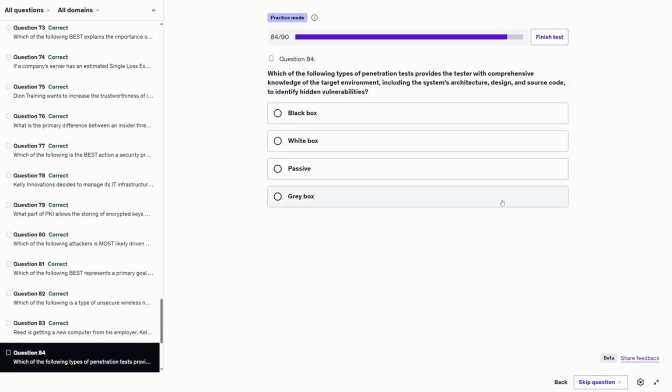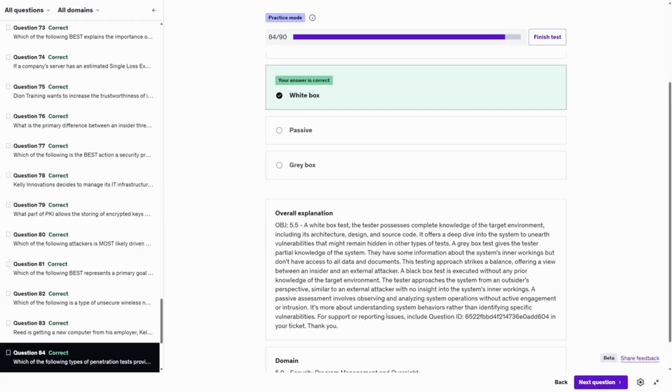Which of the following types of penetration tests provides the tester with comprehensive knowledge of the target environment, including the system's architecture, design, and source code, to identify hidden vulnerabilities? The answer here is white box. In a white box test, the tester possesses complete knowledge of the target environment, including its architecture, design, and source code. It offers a deep dive into the system to unearth vulnerabilities that might remain hidden in other types of tests. I'll leave up the incorrect answers for a few extra seconds.